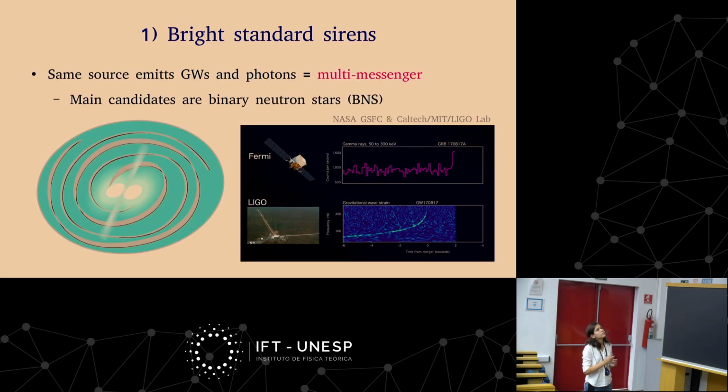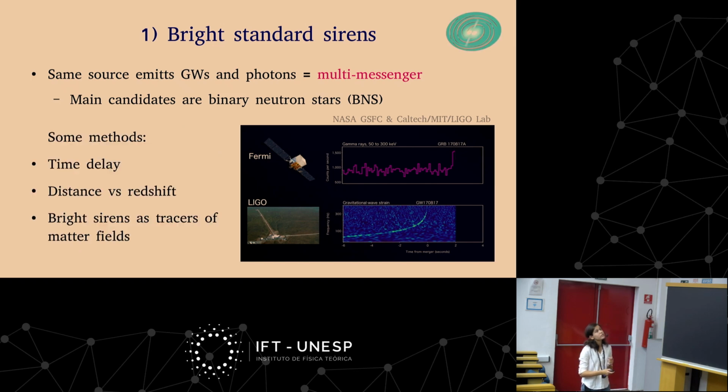So bright sirens are this very special type of gravitational wave event that also emits other messengers, photons most importantly. There was just one bright siren detected so far, GW170817 in 2017. It was seen by LIGO and also by several other telescopes. For instance, it was detected as a gamma ray burst and also the kilonova. That brought a lot of information, especially because this event was very close to us, at 40 megaparsec from us.